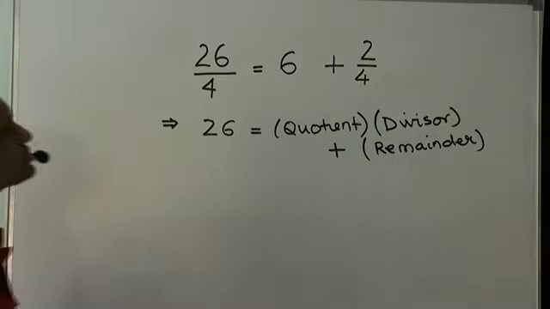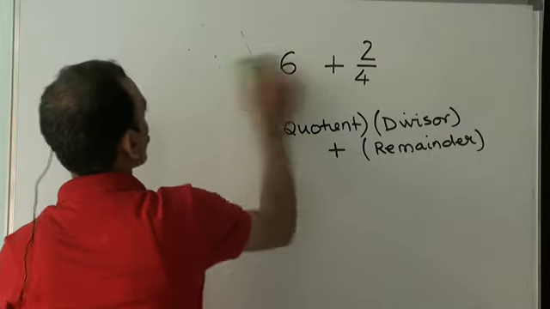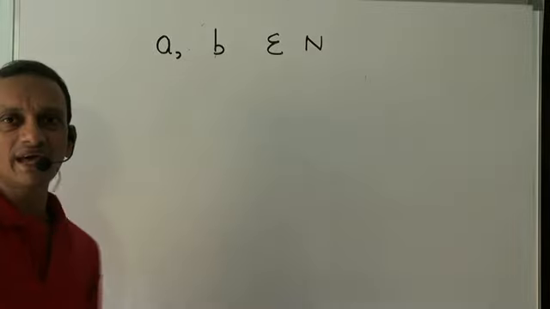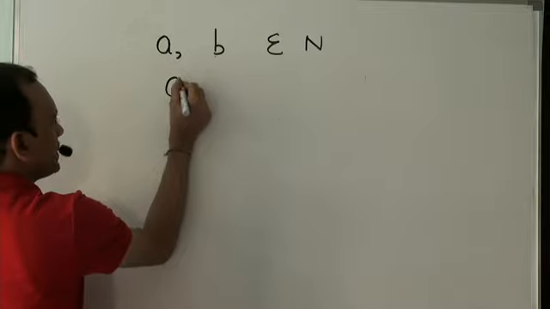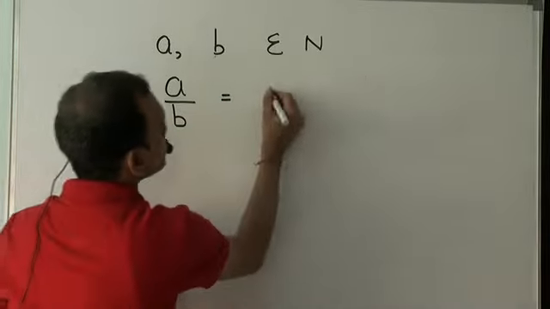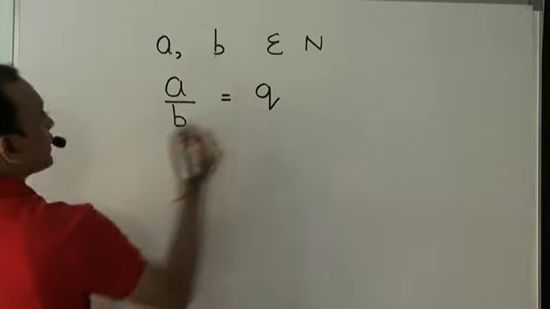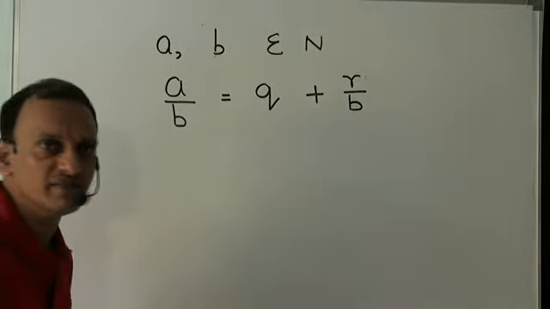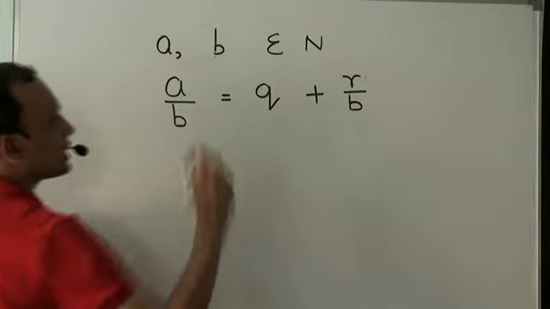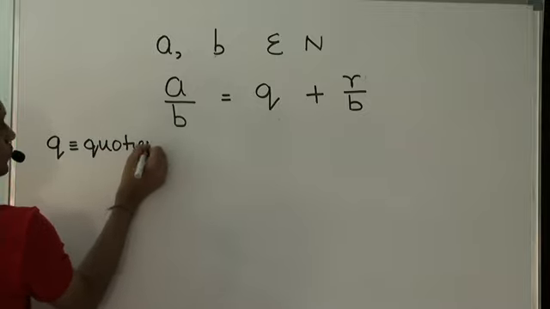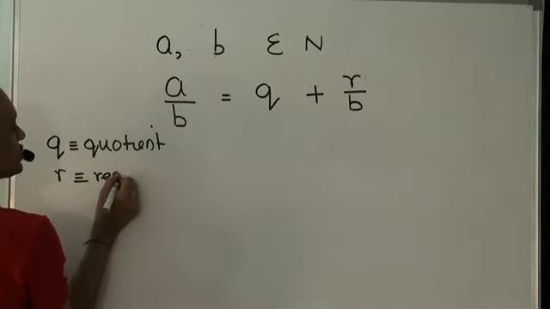In a very general sense, suppose A and B are two natural numbers, and I divide A by B. What happens? It leads to a quotient Q plus a remainder R, divided by the divisor B. This is what happens in the event of a division. If an integer A is divided by another integer B, then we have Q, an integer, which is the quotient of this division, and R, which is the remainder of this division. Yes or no?